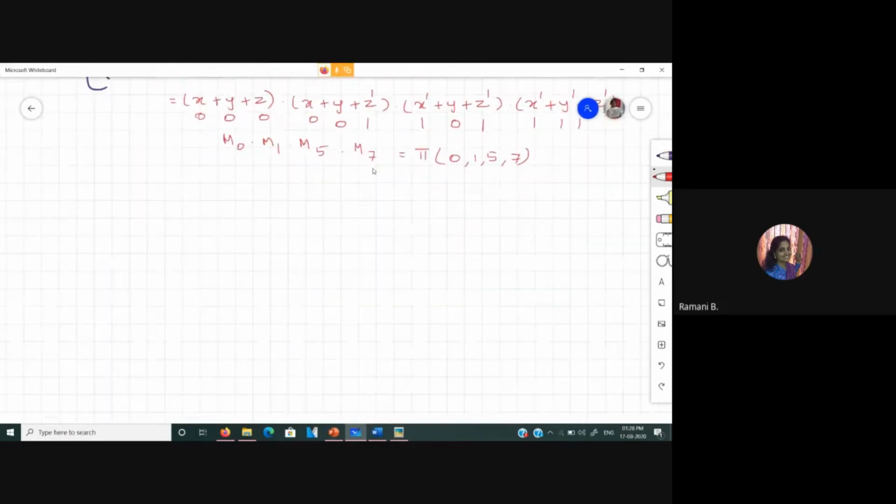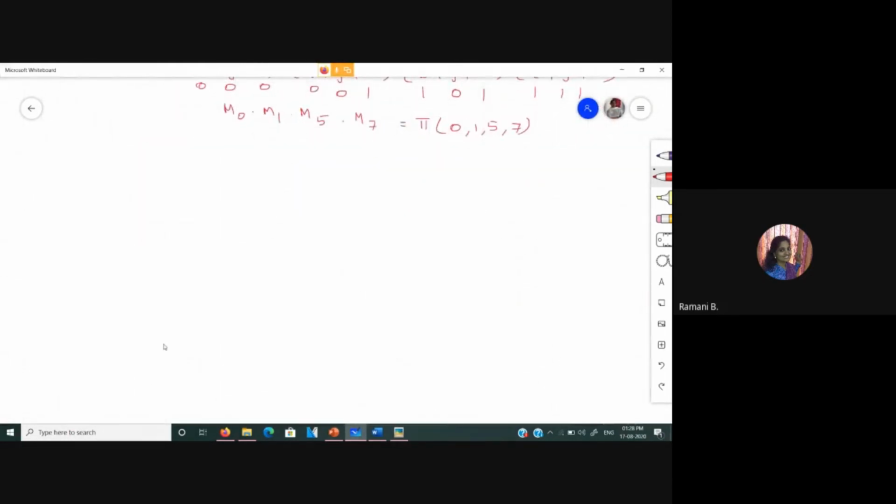So now I will give you a small example and I want you guys to give me the answer for it. Let us consider y into x bar z plus xz. Just try this and give me the sum of min terms and product of max terms expression.